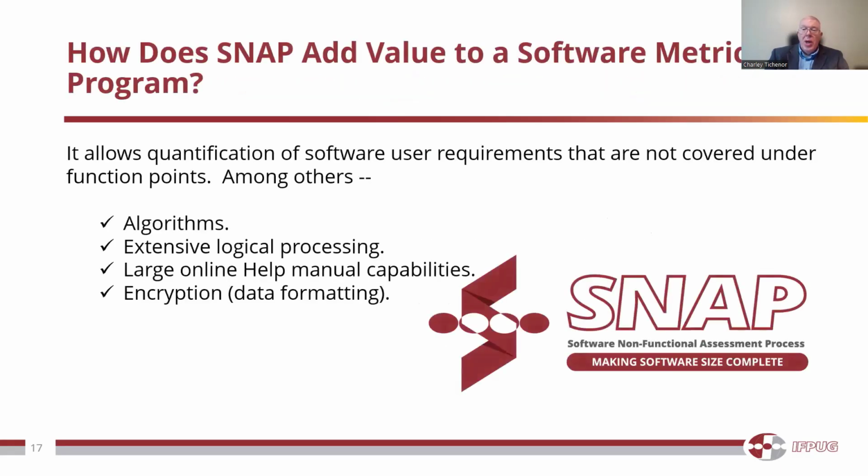SNAP allows you to measure things that function points don't. Function points do not measure algorithms. SNAP does. Function points do not measure extensive logic processing. Many software applications basically have a large help manual that's programmed into the software. Those large help manuals are not counted under function points. SNAP also accounts for data encryption.